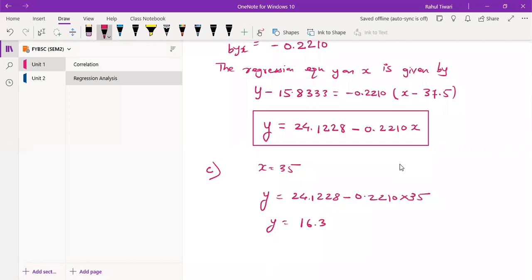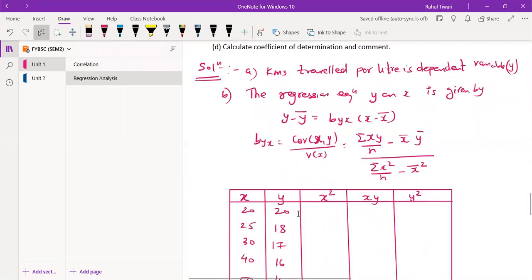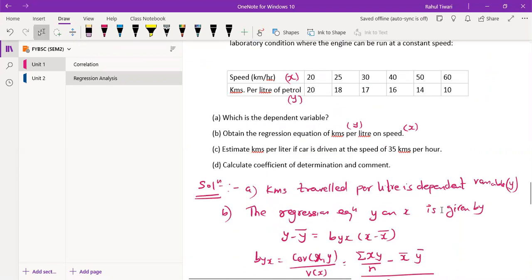3878 kilometers. So that is part C. Is that clear to all? Let me know first of all. So you have been given one value and you are predicting the other value.